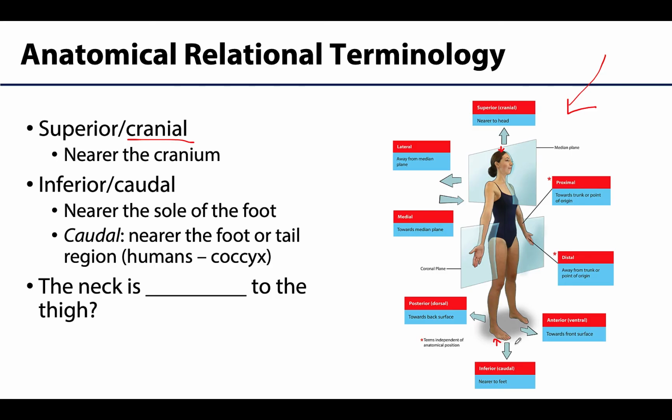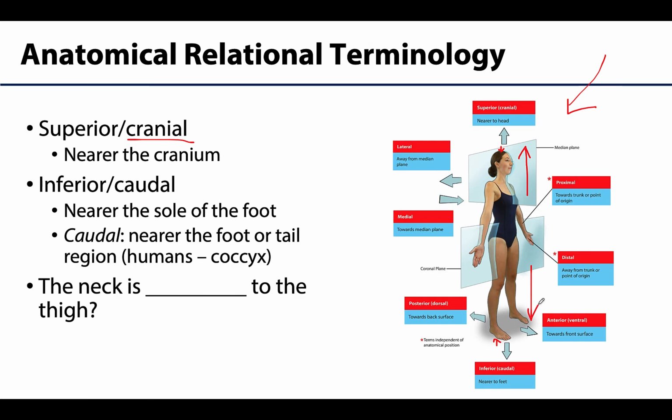So you will see that you kind of have these arrows. Superior is going to be more this way, inferior is going to be more this way. You may hear the term caudal, which means towards the foot or tail region, which for humans, the tail region is going to be the coccyx at the end of the vertebral column. All right, but we more typically use the terms superior and inferior.